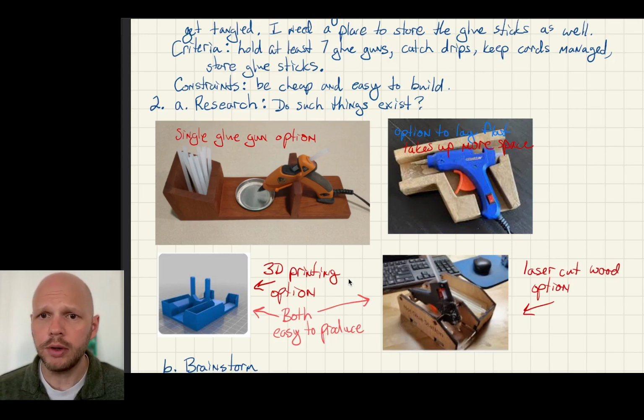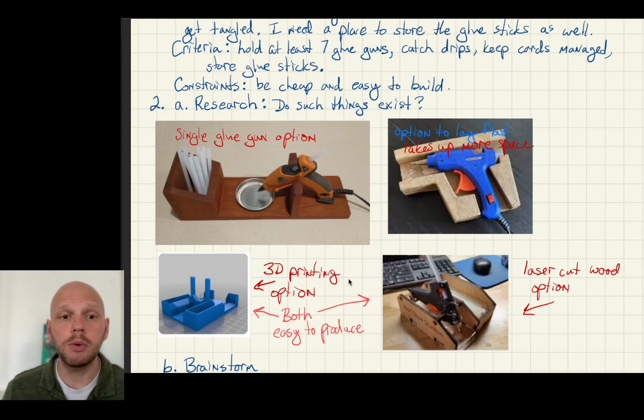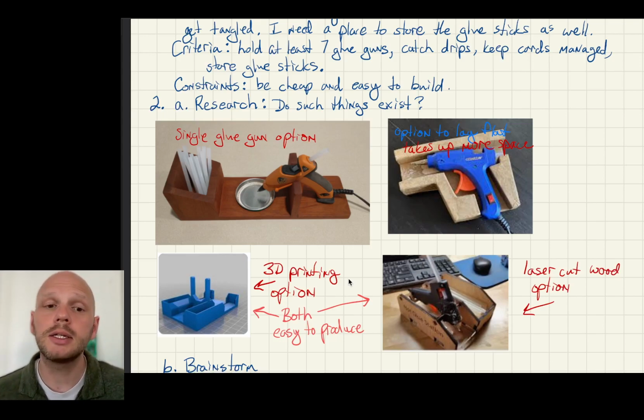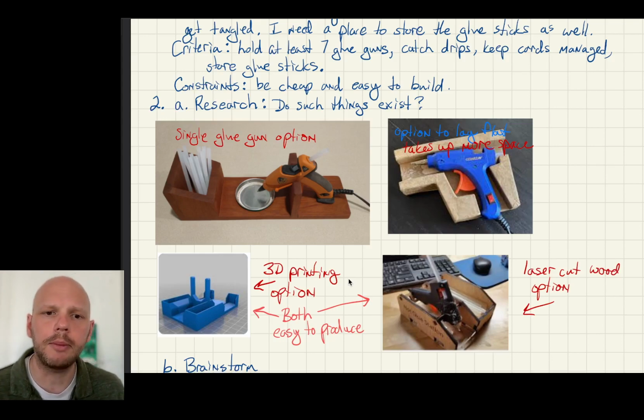In the top right hand corner, this is like a horizontal option, so you can lay it flat. It would take up a lot more space in my cabinet, I think, unless I was to stack them, and it doesn't manage the cords, and it doesn't give me a way to store the hot glue sticks. These bottom two are interesting because that one on the left is a 3D model, so that means it's 3D printable. So that would be easy to produce, but it's again just for a single one, and I'm not sure that that would nest or stack or anything in my cabinet very well.